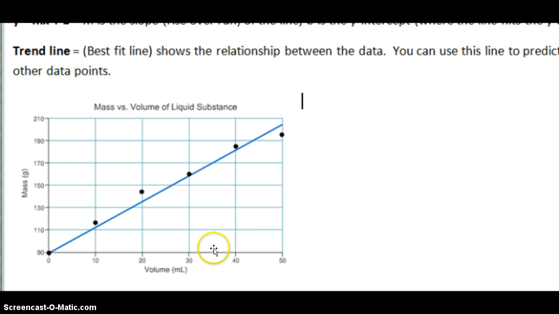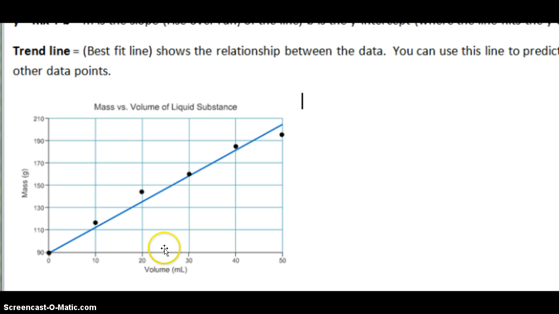And so let's say I put in 35 milliliters. I could predict and say, what would the mass be? Well, if I said 35, that would hit right here. I would go up to my trend line. I would go over and say, I would estimate at 35 milliliters that my mass was 170 grams.